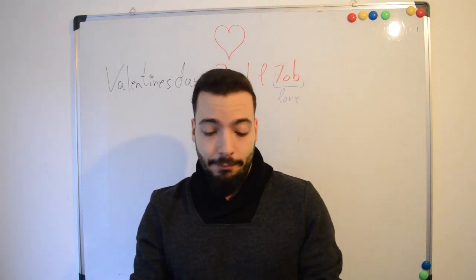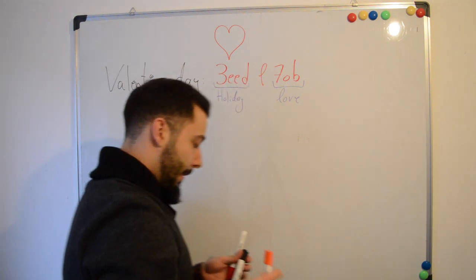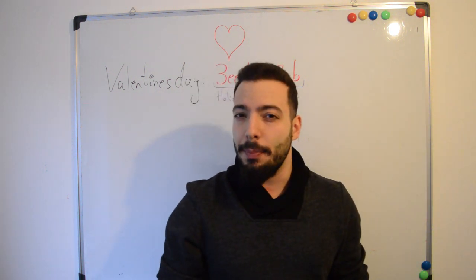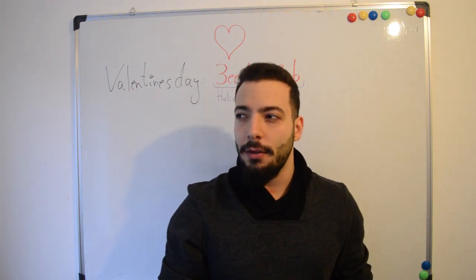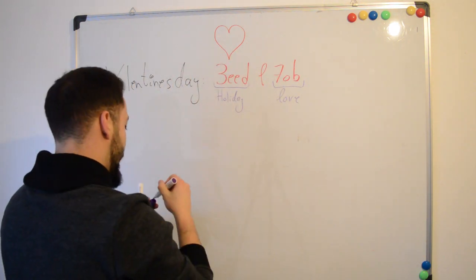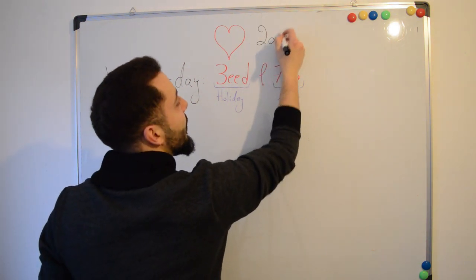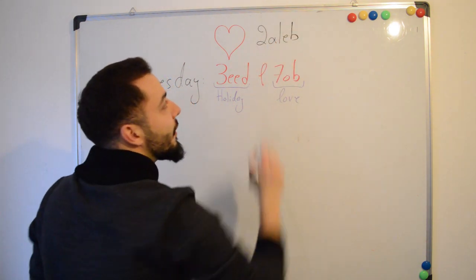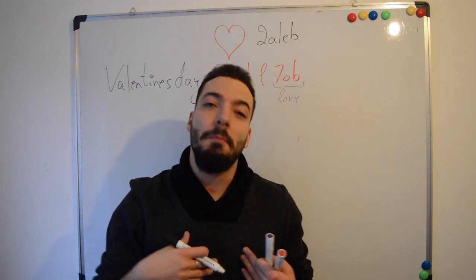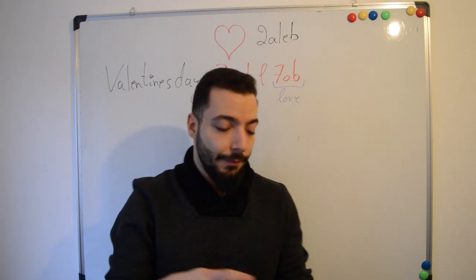Do you know what this is? I think I told you before in the body parts. I'm not sure. Anyway, the heart is alib. Alib. Albe. My heart.